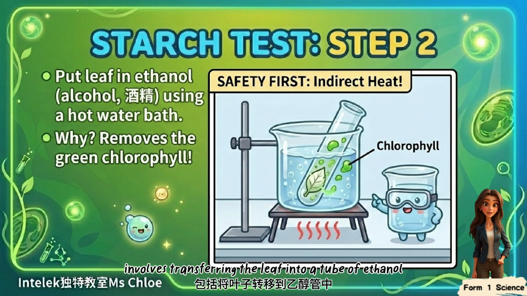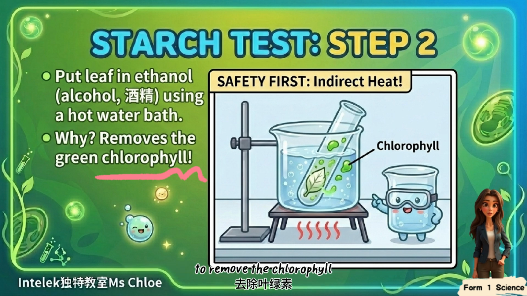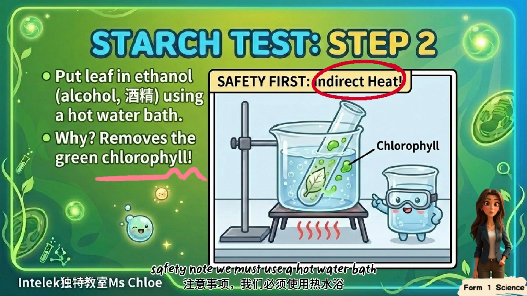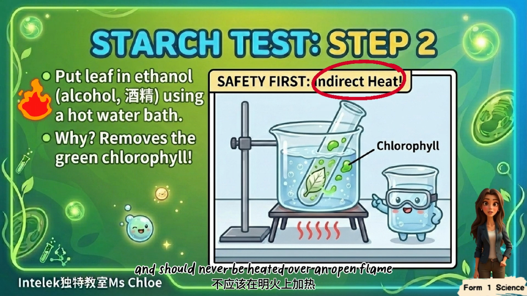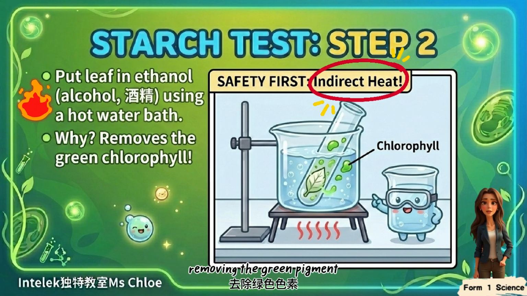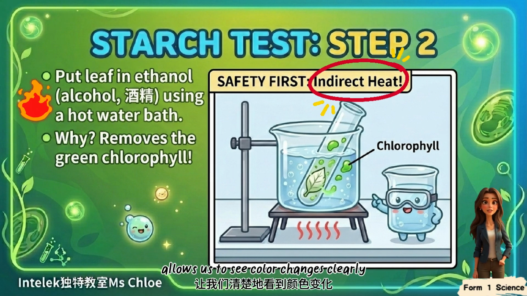Step 2 involves transferring the leaf into a tube of ethanol to remove the chlorophyll. Safety note, we must use a hot water bath because ethanol is highly flammable and should never be heated over an open flame. Removing the green pigment allows us to see color changes clearly later on.